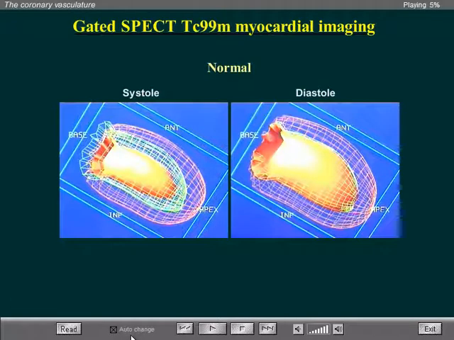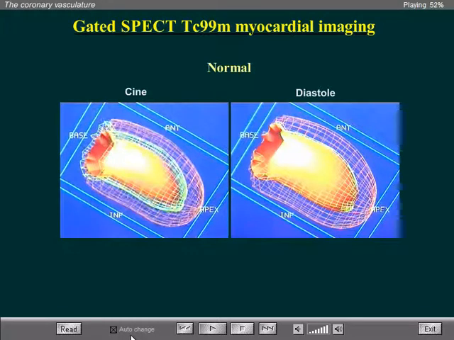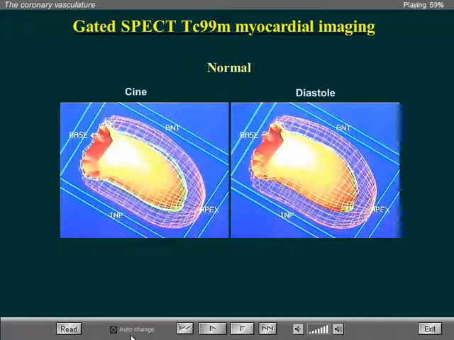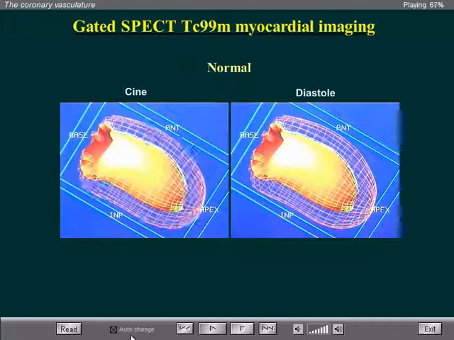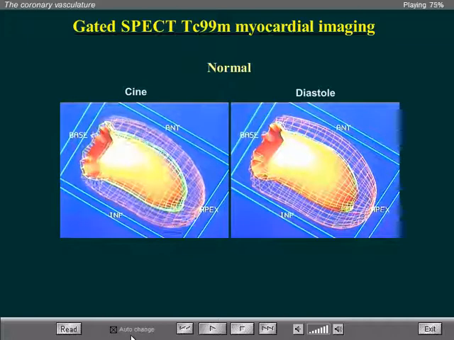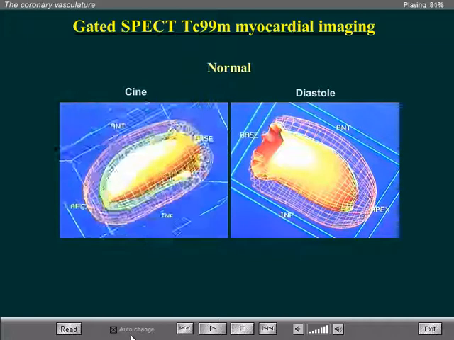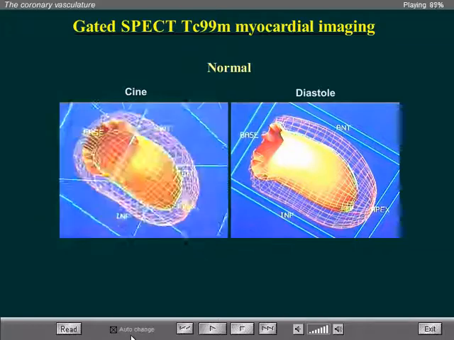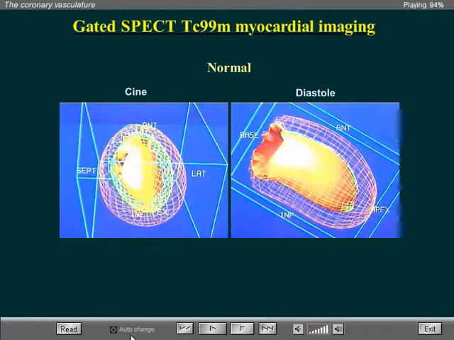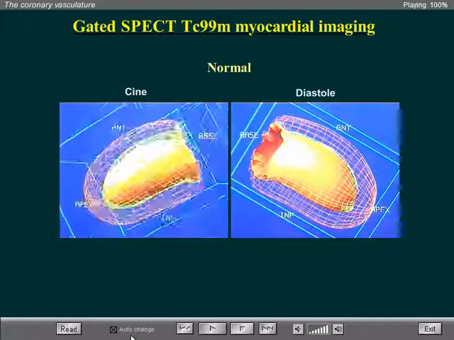We're going to show you now a gated SPECT technetium-99m myocardial image. To your left, the ventricle in systole. To your right, the ventricle in diastole. To your left, the green area represents the excursion of the left ventricular wall as it goes from systole to maximum diastole, which is what we see to your right. And now you can see the contractions of the left ventricle. Note that we can see that in one plane or multidimensionally, as demonstrated in this cinematic display.